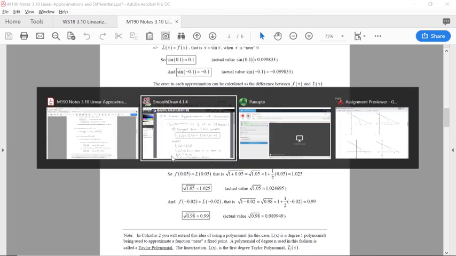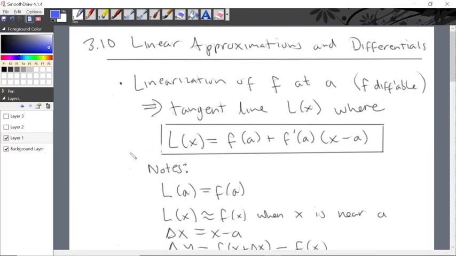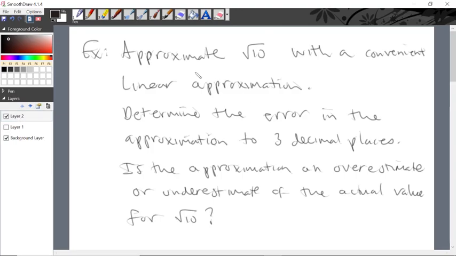Let's approximate the square root of 10 using an appropriate function. Let's suppose that we're trying to approximate a quantity like the square root of 10, for now without a calculator. We know that the calculator is there and it can tell us the square root of 10. Great. Approximate the square root of 10 with a convenient linear approximation. What would be convenient? We're going to use a function that can tell us the square root of 10, but we're going to evaluate that function at a value that is close, that is going to give us a value close to the square root of 10, that is a number that we already know.